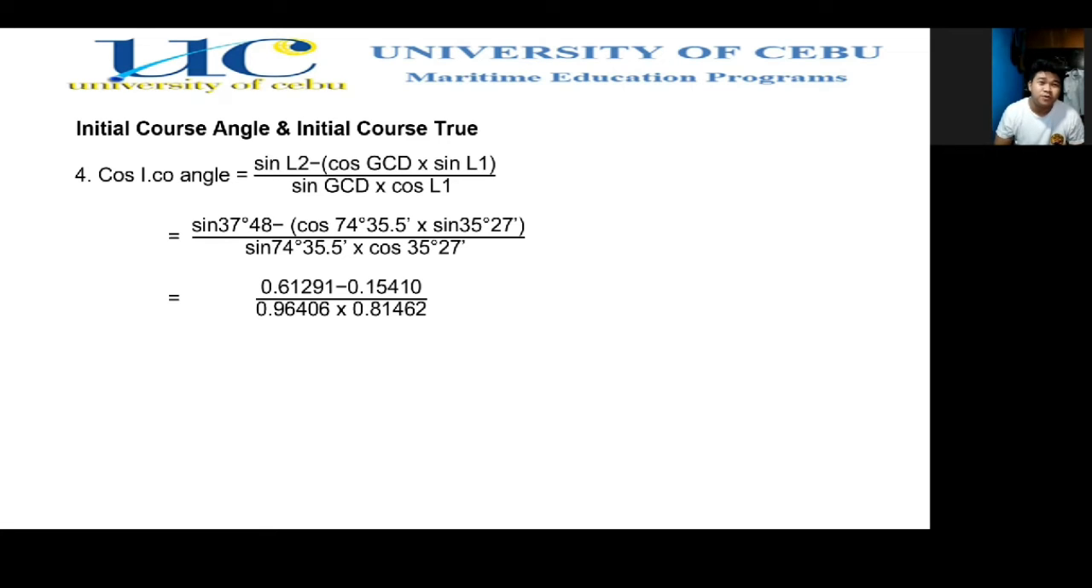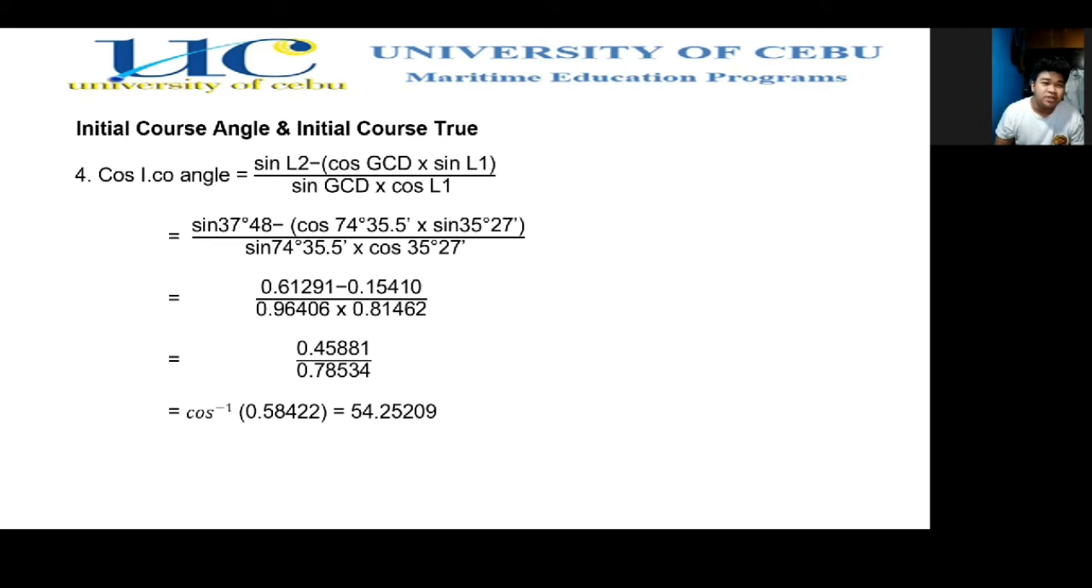0.61291 minus 0.15410 over 0.96406 times 0.81462. So the answer for that is 0.45881 divided by 0.78534. So now we can get the value for the cotangent.